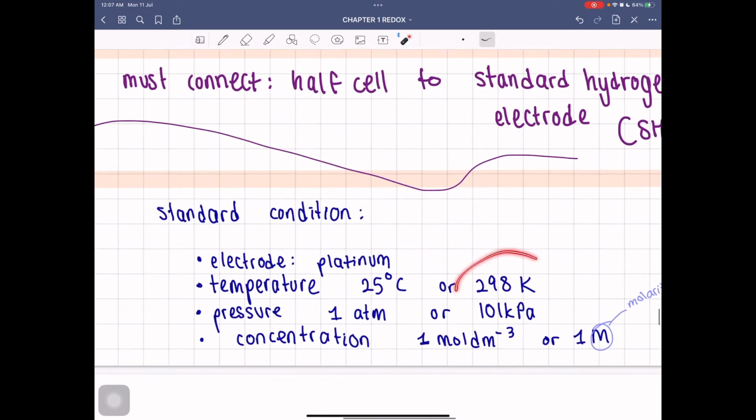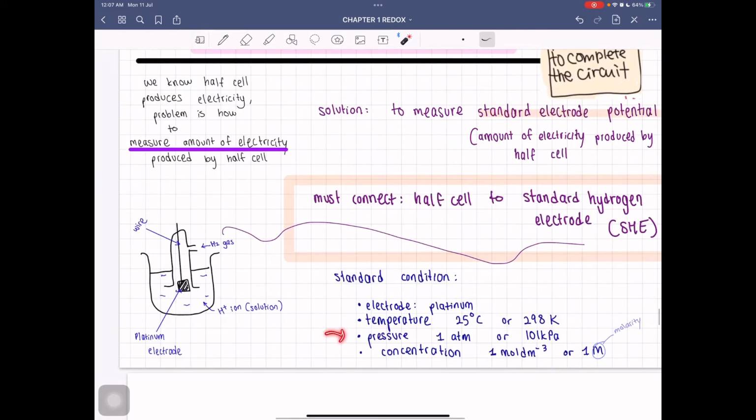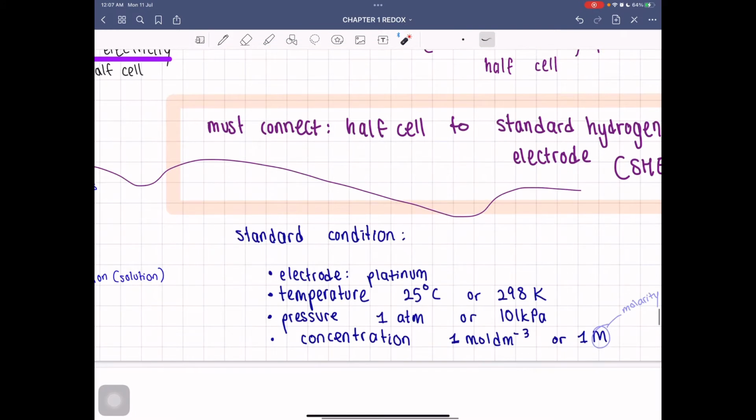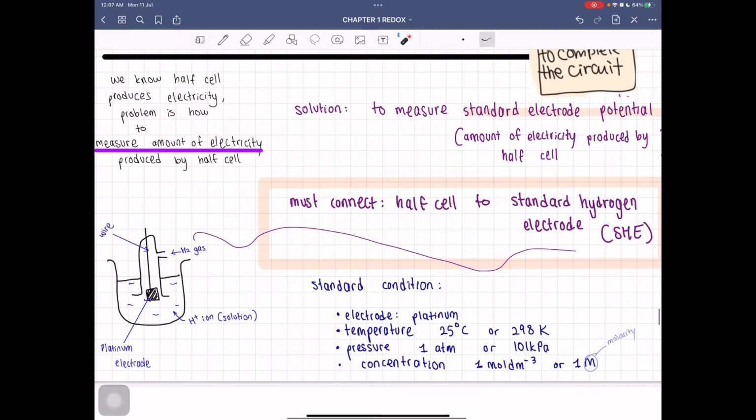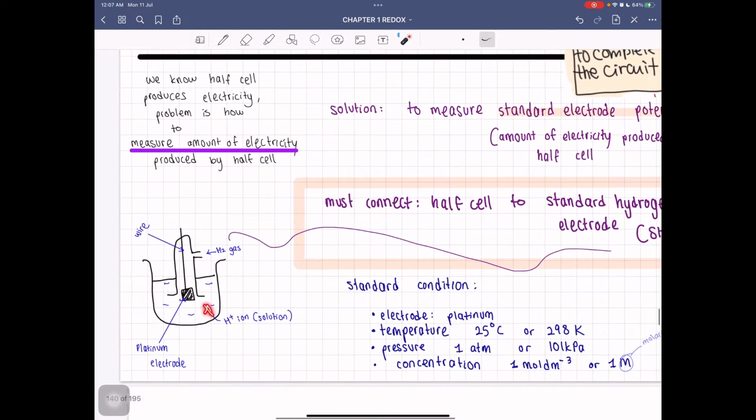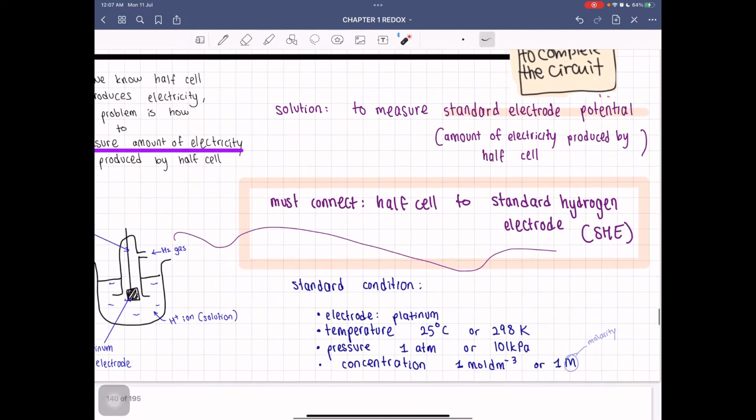Now to measure in Kelvin, if you take physics, 25 you have to add 273 to convert it into Kelvin units. The pressure must be 1 atmospheric pressure, also known as 101 kPa. So if you turn it into Pa, it's actually 101000. Then the concentration of the H plus ions over here must be 1 molarity, or 1 mole per dm cube.